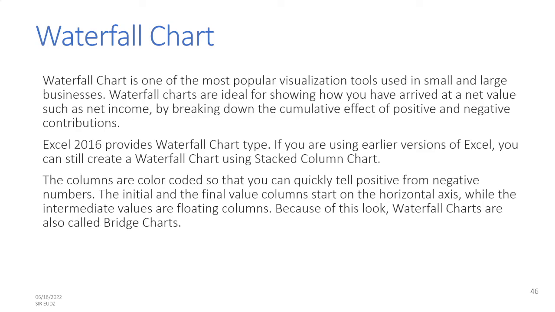The columns are color coded so that you can quickly tell positive from negative numbers. The initial and the final value columns start on the horizontal axis, while the intermediate values are floating columns. Because of this look, waterfall charts are also called bridge charts.